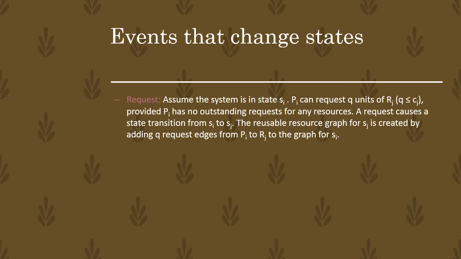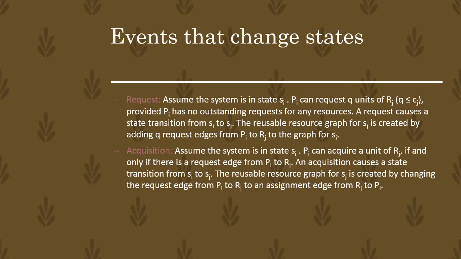A request causes a state transition from Si to Sj. The reusable resource graph for Sj is created by adding Q request edges from Pi to Rj to the graph of Si.